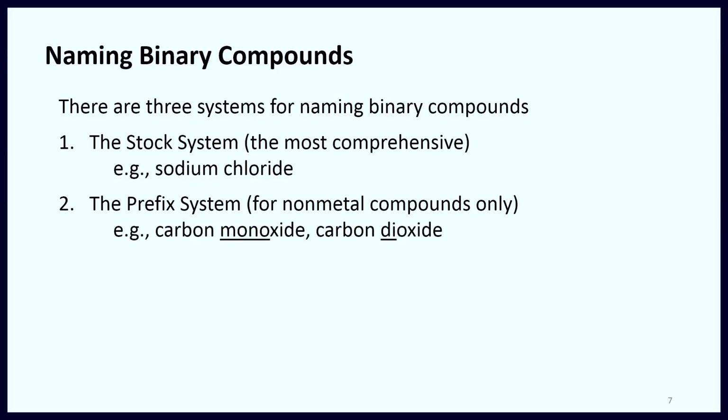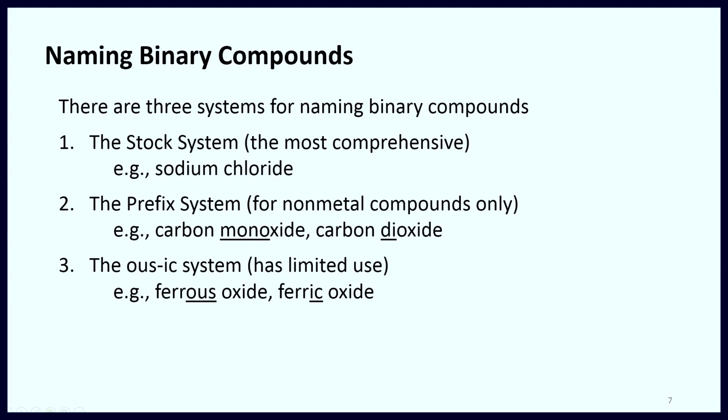Some examples you are probably familiar with are carbon monoxide and carbon dioxide. The prefixes mono and di are involved in the prefix system. And the third system is called the -ous/-ic system. It has limited use, and it's quite easy to grasp. Here's an example. You may have heard the terms ferrous oxide and ferric oxide, and there are those suffixes -ous and -ic as used in that system.